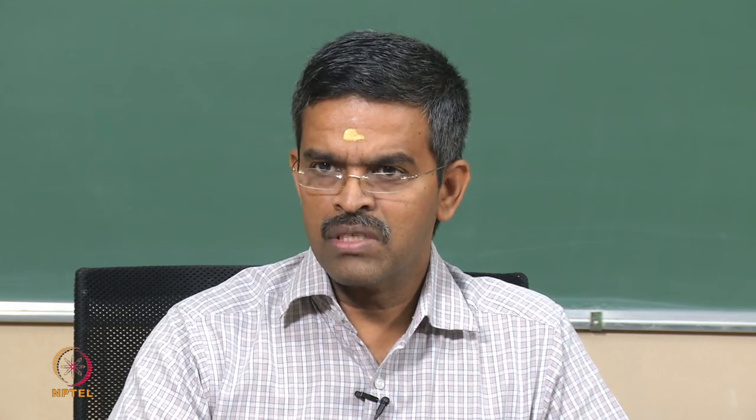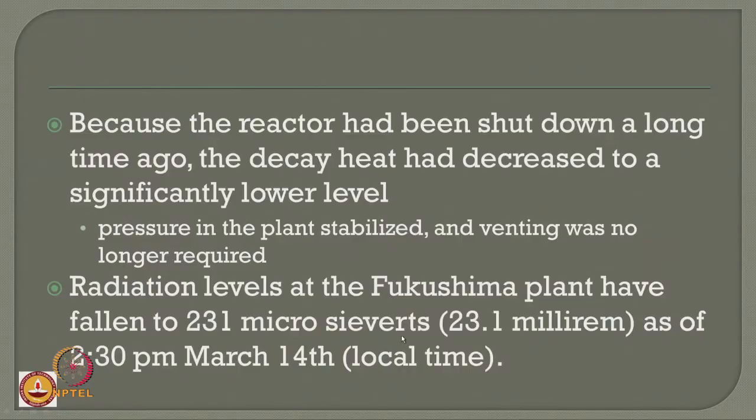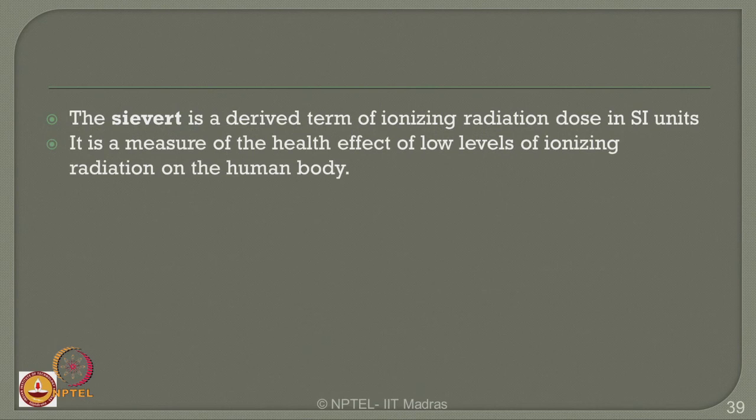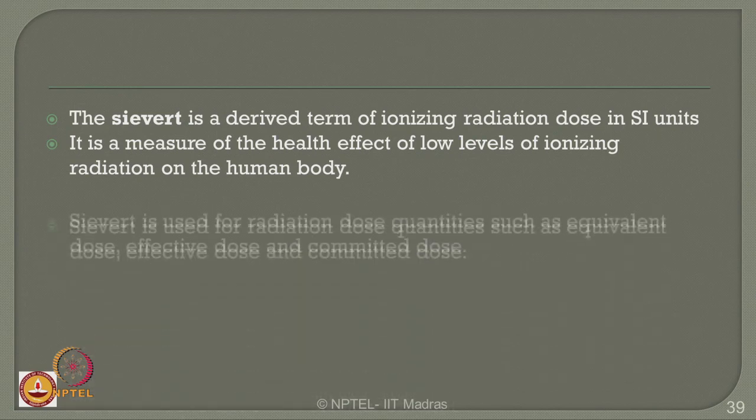Now, one interesting question to most of you is what do we understand by microsieverts? This is a unit to measure the radiation level. Let us see what this is, because that gives the completion for the lecture. Sievert is a derived term of ionizing radiation dose in SI units. It is a measure of the health effect of low levels of ionizing radiation on the human body. That is how the radiation effect on the human body for ionizing radiation is actually measured.